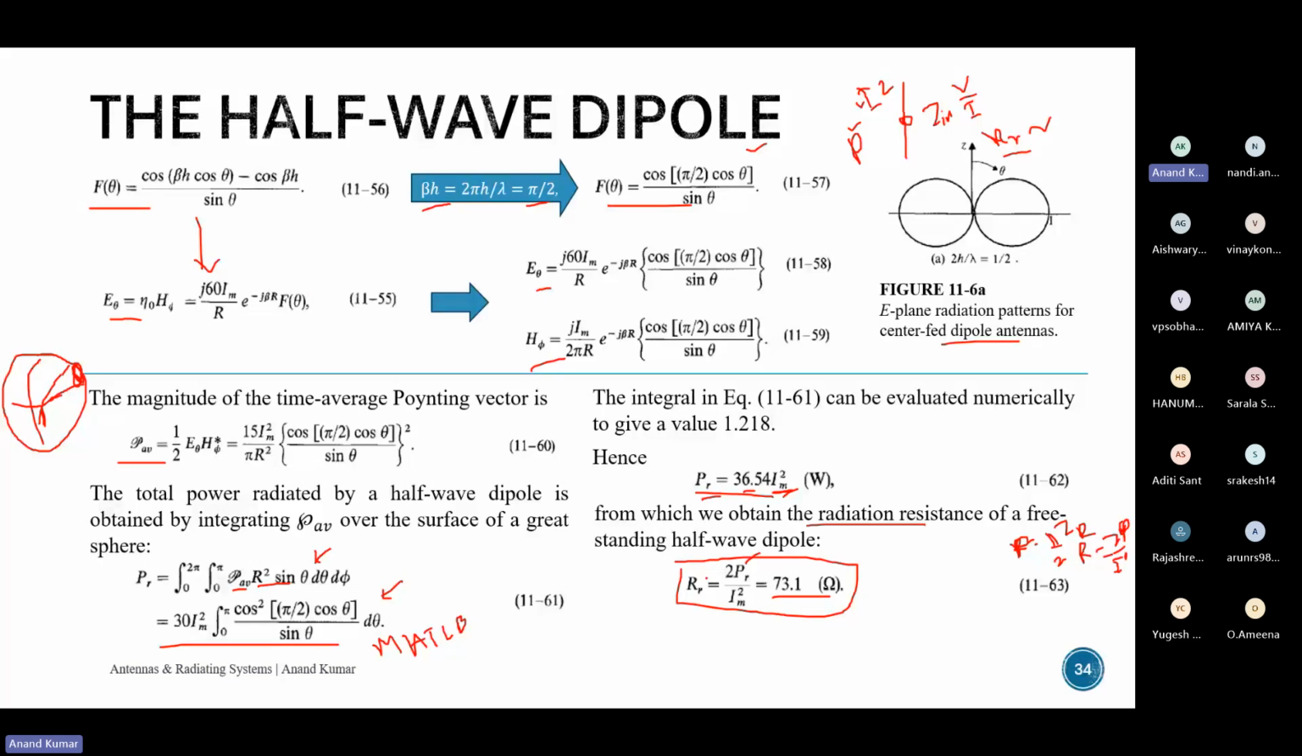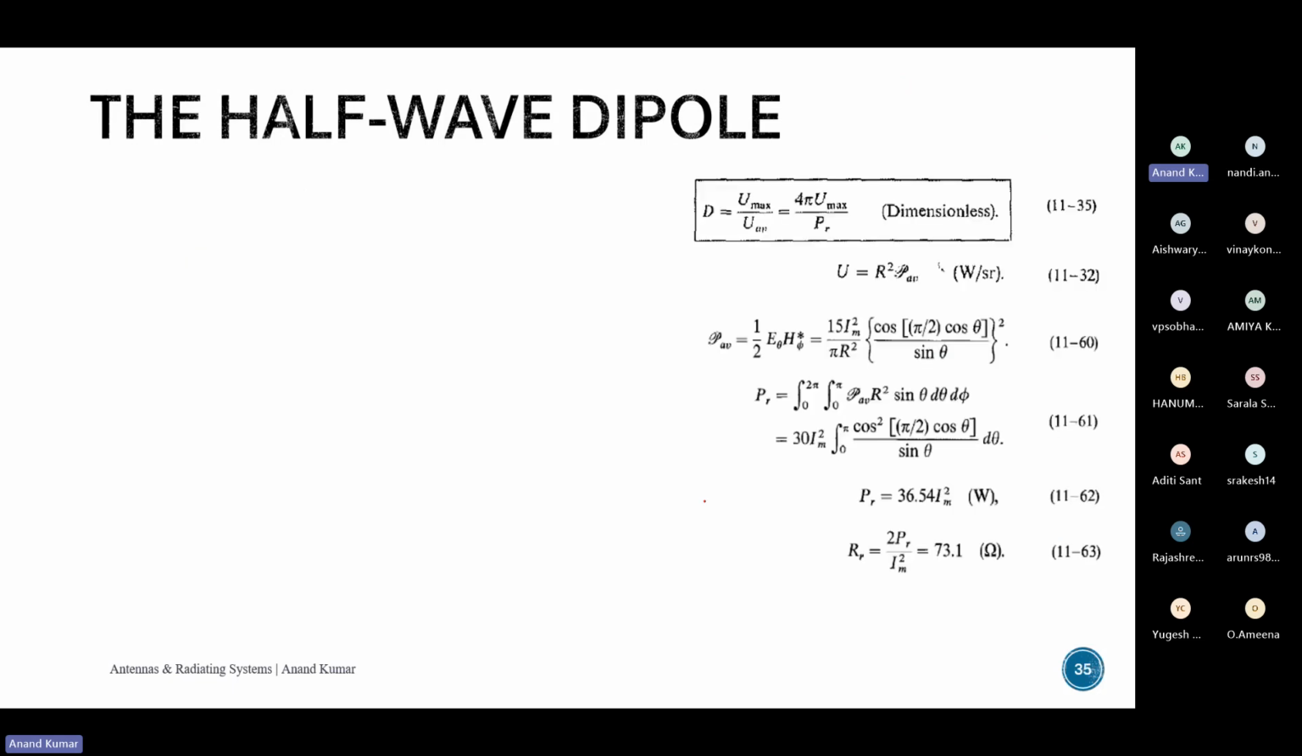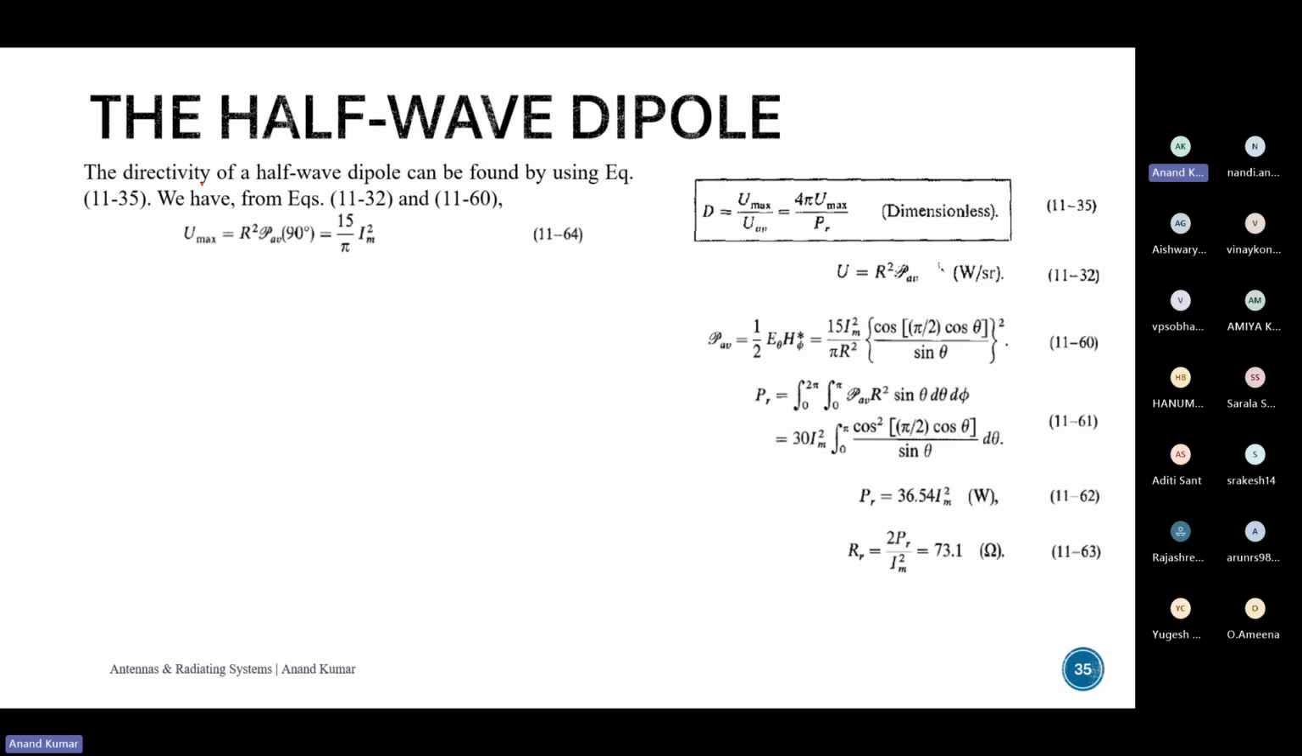So in the previous slide, we did the radiation resistance and the total radiated power. And now we'll look at the directivity. The directivity of a half-wave dipole can be found using the previous expressions that we have done. So let's look at this. This was the definition of the directivity: the ratio of the maximum radiation intensity to the average radiation intensity, which is 4 pi U max by P R.